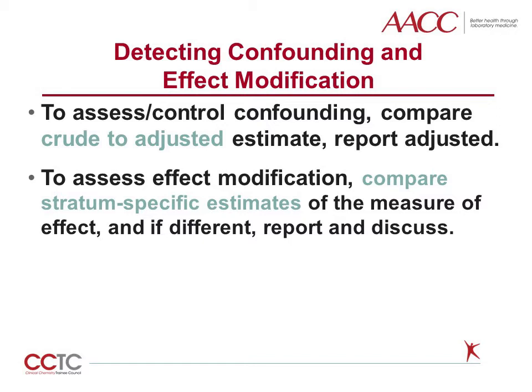Then we look at it just among younger people. We look at it among smokers. We look at it among non-smokers. Those are stratum-specific estimates. And if those stratum-specific estimates are different, it means the magnitude of the association between YAS and side effects differs by the level of these possible effect modifiers.